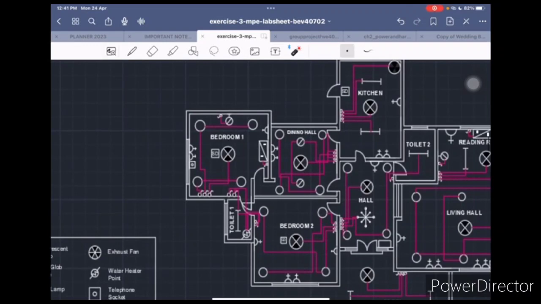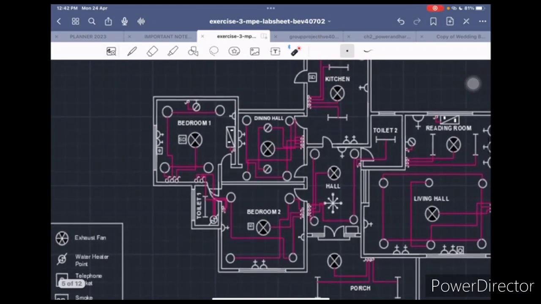In bedroom 1, we are using 4 filament lamps, 1, 2, 3, 4. And then this is the wall globe lamp, aircon, and we use 13 ampere socket outlet. And for bedroom 2, we are also using 4 filament lamps, ceiling fan, also 13 ampere socket outlet and smoke detector.